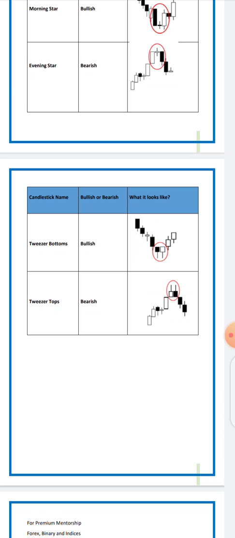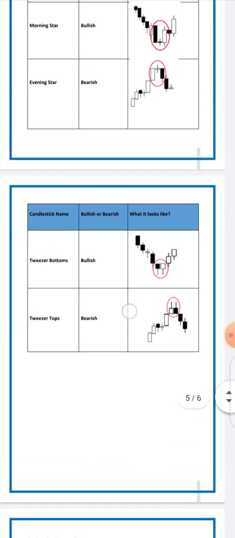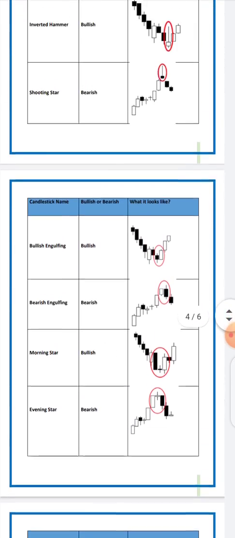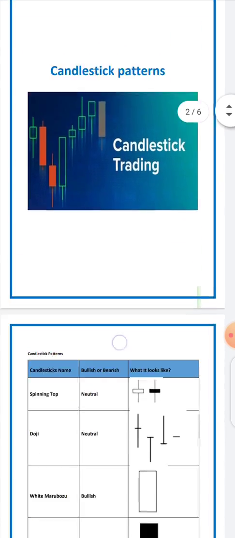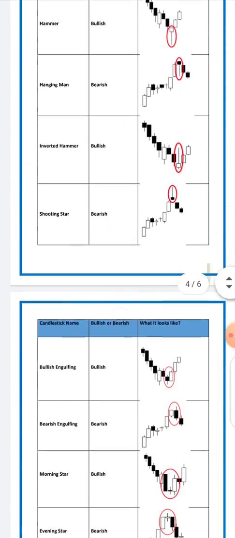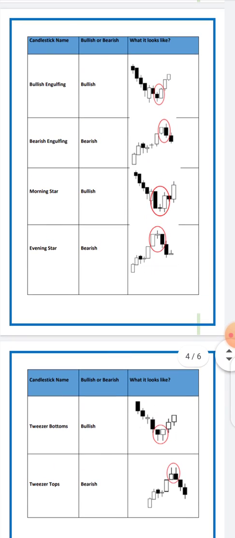Actually, they are not found easily like the other ones, but anytime you spot them, please understand what they are. So those are the major candlesticks that you need to understand, that you need to know, so that it helps you to form your exit and opening decisions. So from there, I'll be moving on to how to draw support.